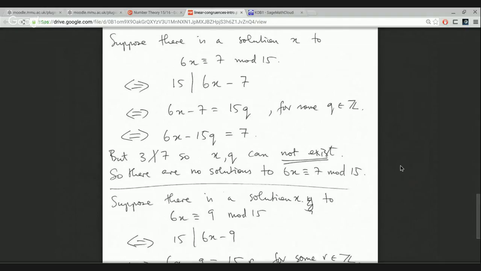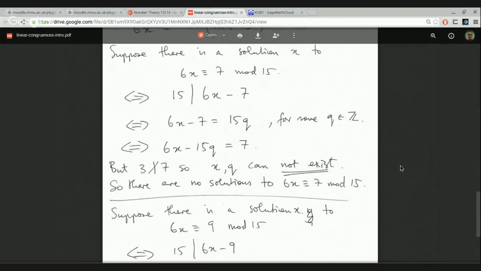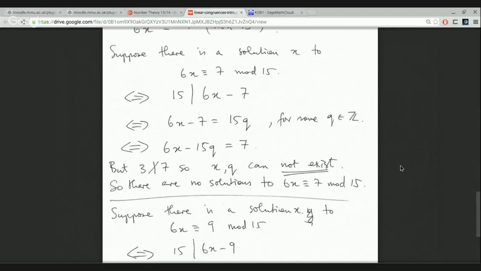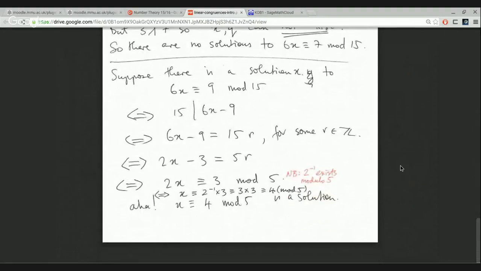But sometimes there can be. You can explain that the reason there's no solutions is because the greatest common divisor of 6 and 15, namely 3, does not divide into 7. But here's a case where it does. The greatest common divisor of 6 and 15 does divide into 9. And maybe there will be solutions to this. And indeed there are.